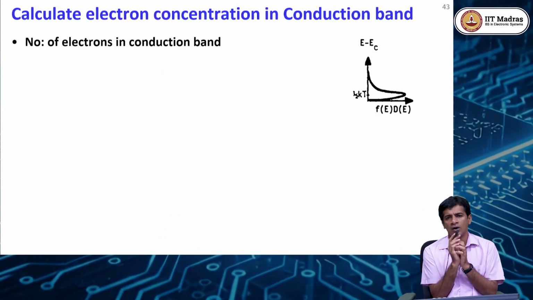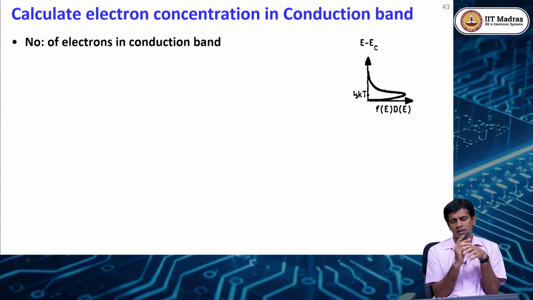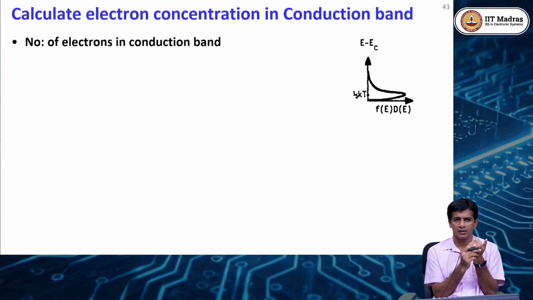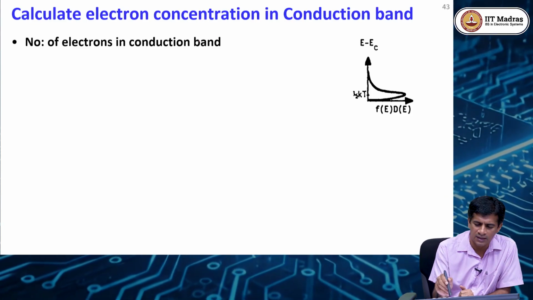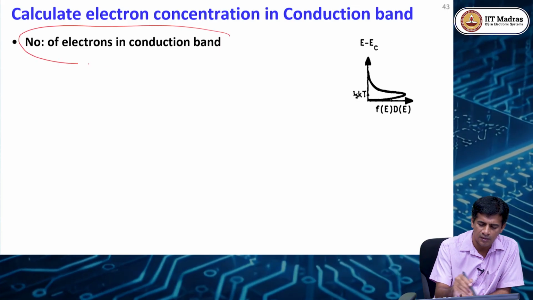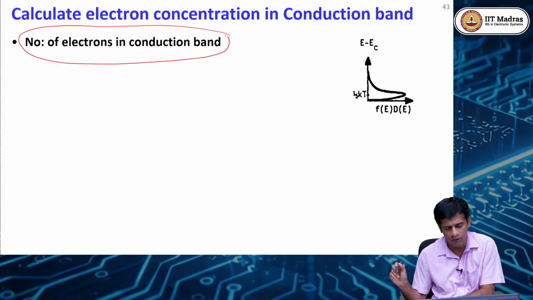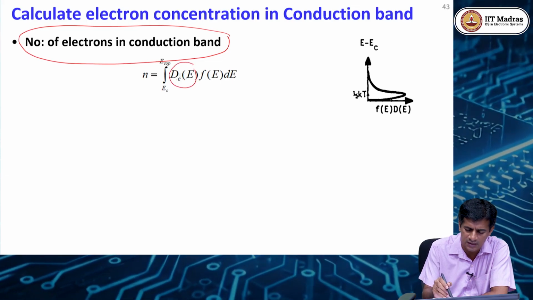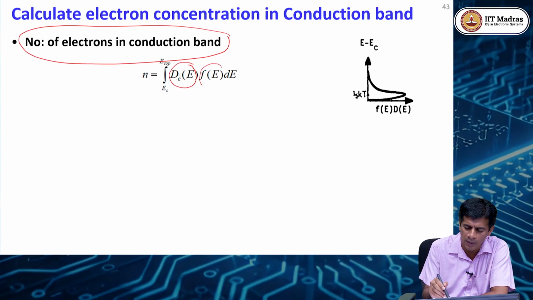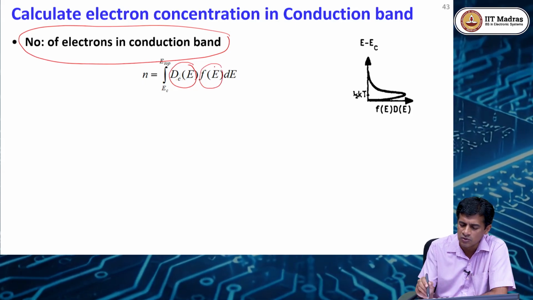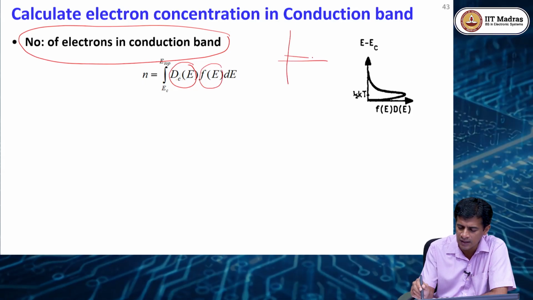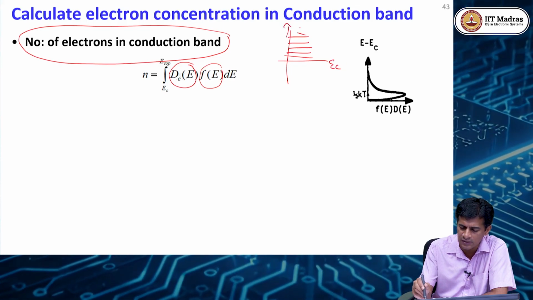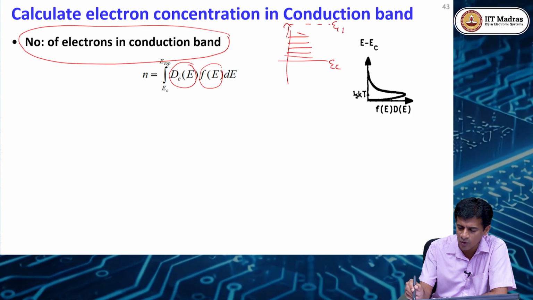All right. Now, having learned about all these concepts, I think we are ready to calculate the electron concentration in the conduction band. Our goal is to calculate the number of electrons in the conduction band. For that we require two things. One is the density of states, and the other is the probability from the Fermi-Dirac statistics. If this is the conduction band, this is the bottom of the conduction band, and somewhere here is the top of the conduction band.